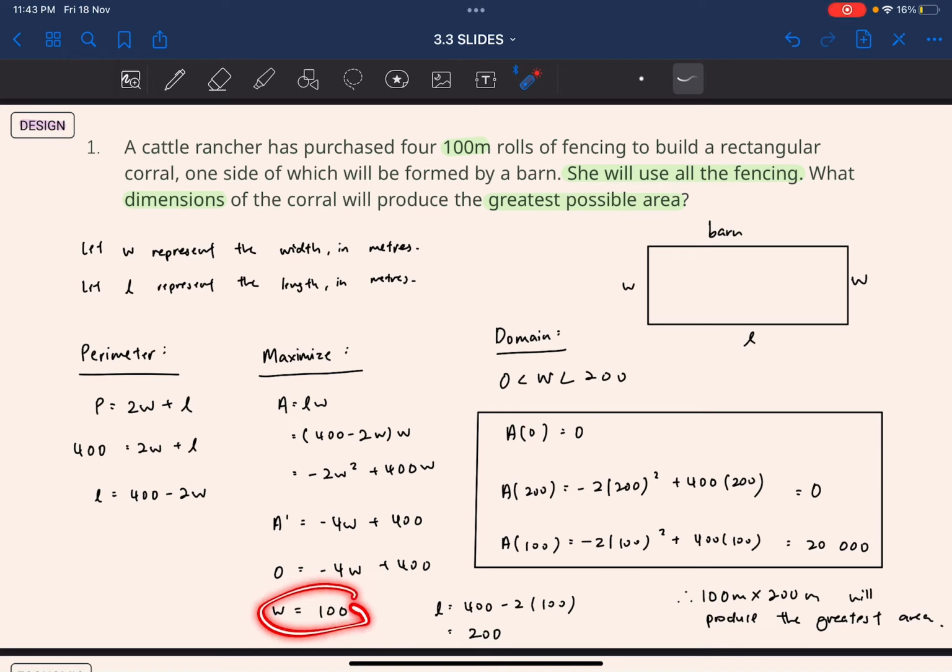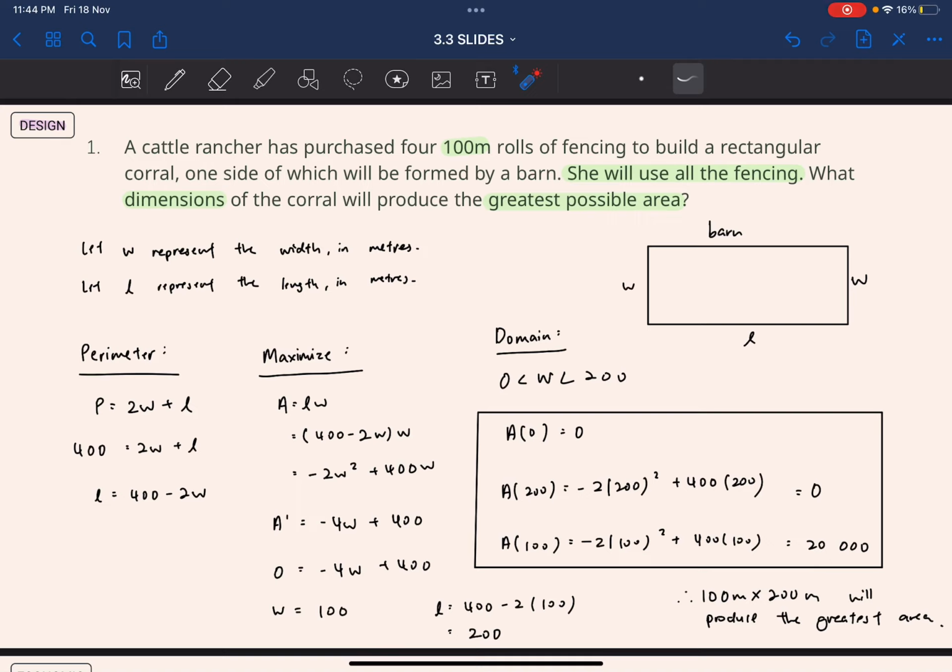By finding the width, we can sub it into the length formula that we found, and we found that the length will be 200. We know that our domain is that the width has to be bigger than 0, but it also has to be smaller than 200, because 200 is the length in meters.